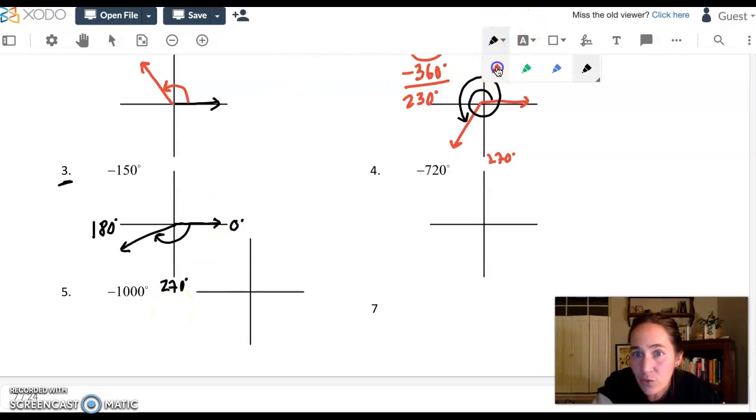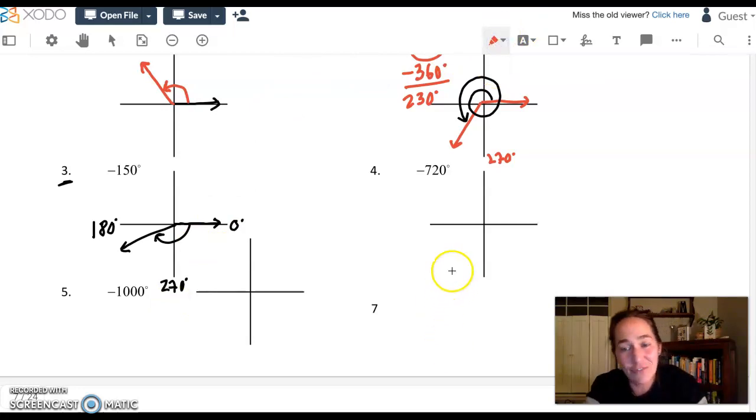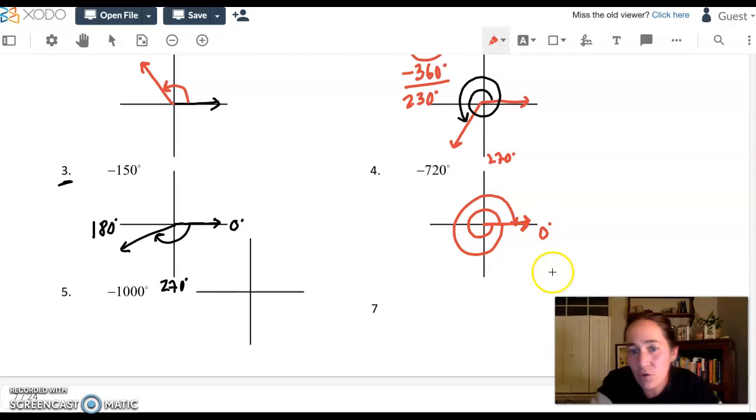A negative 720, that looks like I sniff a coterminal angle, right? You could add a couple 360s to that, and you're back at 0 degrees. You go 360 in the negative direction once, you go 360 again, almost getting dizzy here, and you're back to 0. Drawing this angle, the initial and the terminal side are the same exact measure, so this is coterminal with a 0 degree angle.